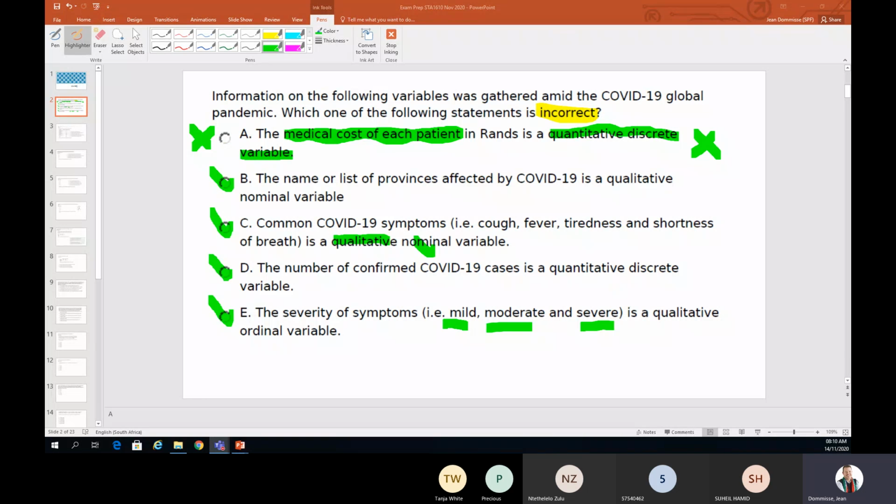But because it is of all the COVID-19 cases, we actually don't know what the different medical cost for each patient will be. So that will be more on a continuous basis. Okay, happy with the first one.